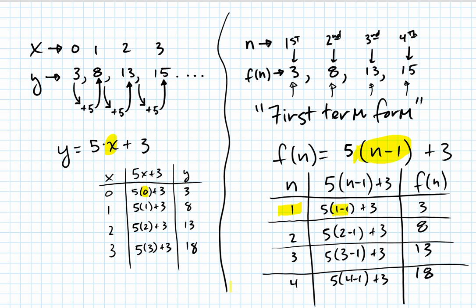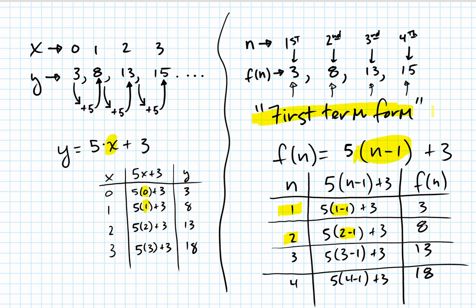When n is 2, that becomes the number 1. Over here, that was the 1, right? So again, it's producing the same outputs. So bottom line of the story is, if I want to write things in first term form, all that I need to do is make this one adjustment. Wherever there's an x, we're just going to write n minus 1 instead.